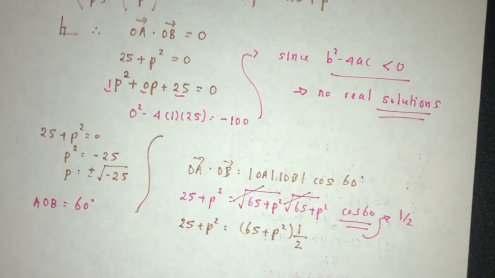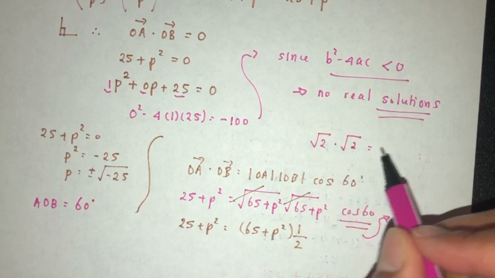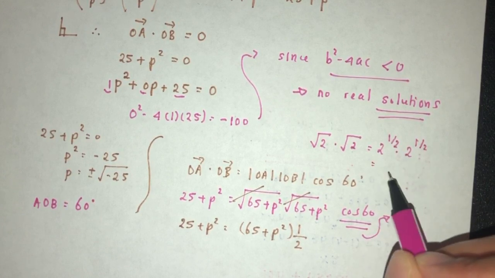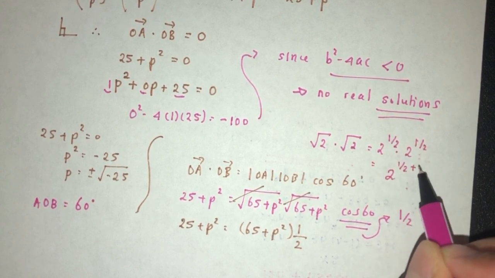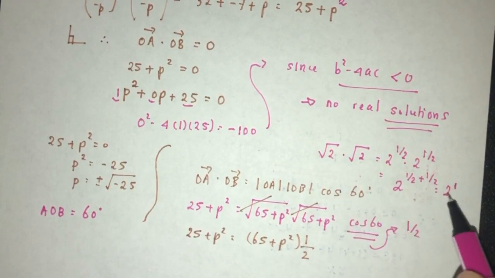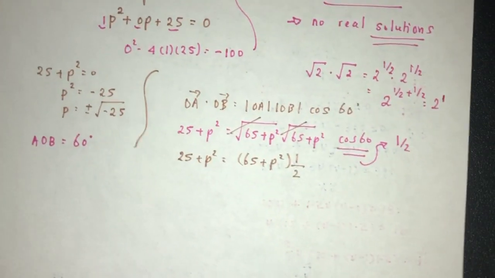For example, here let's say if you had root 2 times root 2, what is that? It is simply 2 power half times 2 power half, because they have the same base. You can combine the powers together. Half plus half will be 2 power 1. So the value inside, we take inside and power 1. So inside power 1 will be this one. This is how you will simplify this.